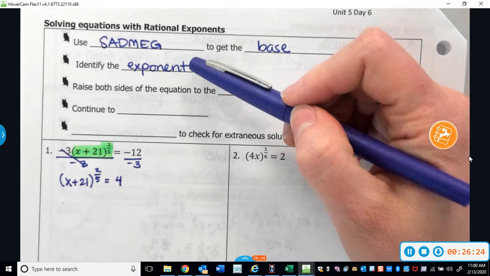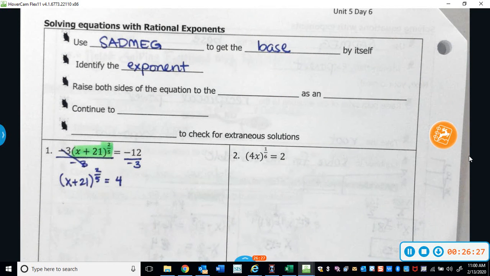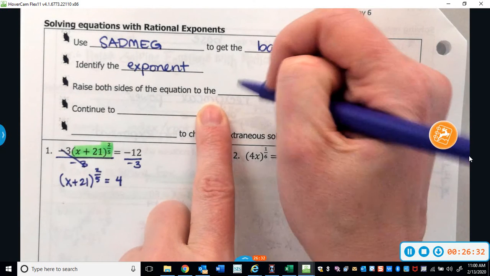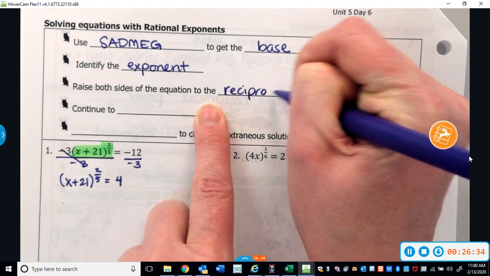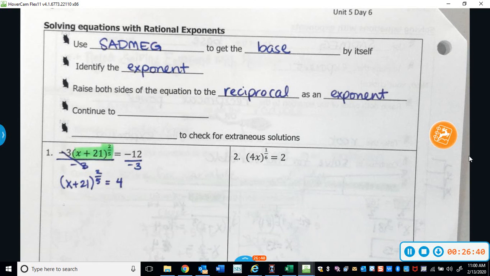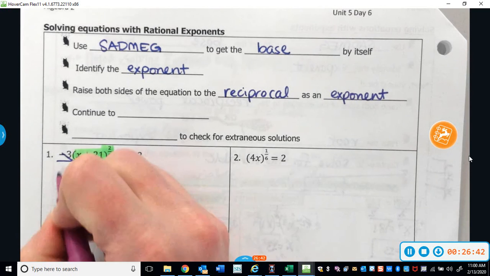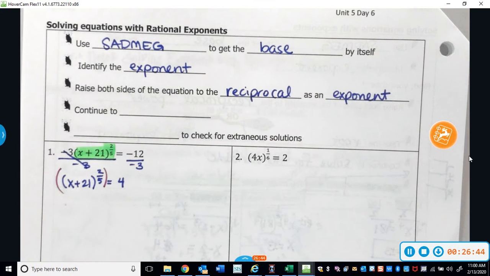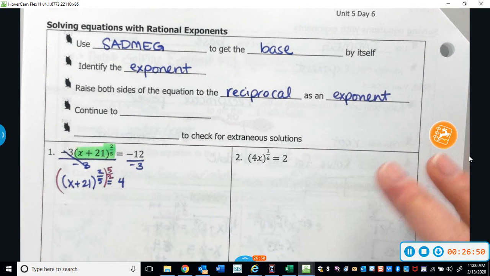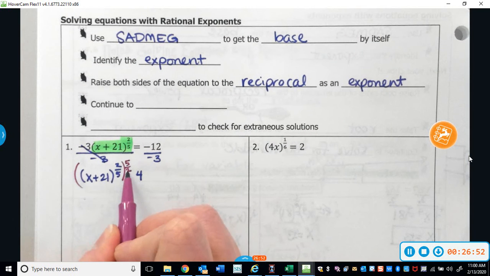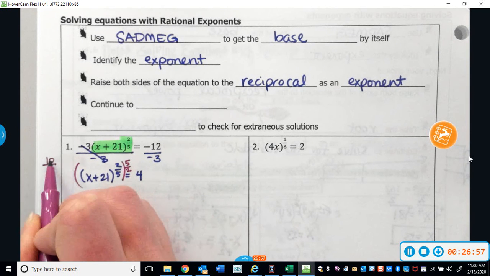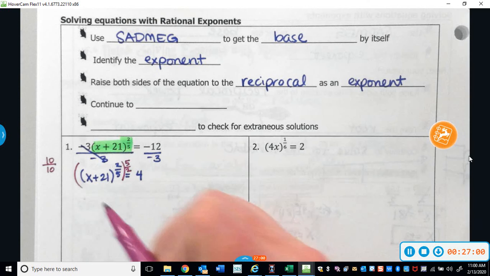All right, so now that I have the exponent by itself, if I want to undo this, what I can do is just raise both sides of the equation to the reciprocal as an exponent. So what I mean by that is, if I want to undo this exponent here of 2 over 5, if I raise it to the 5 over 2 power, it should cancel out. Because if I double check, when I multiply these fractions together, 2 times 5 is going to give me 10 on top, 5 times 2 will give me 10 on the bottom, and when I divide those, that gives me 1. So this would just be to the first power now.